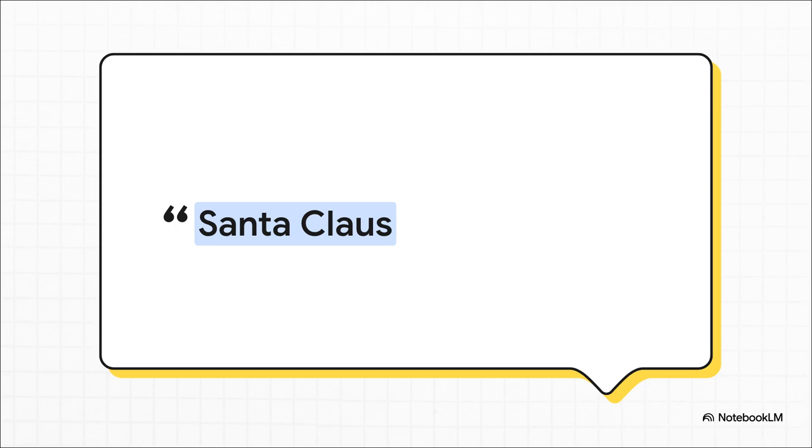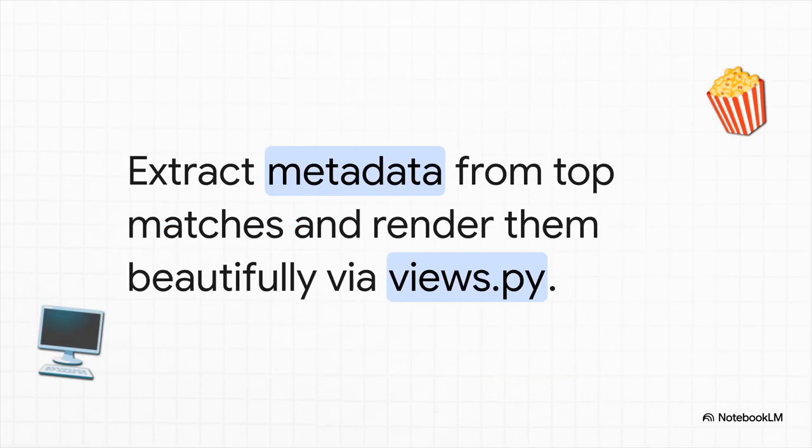Keep in mind, we aren't just doing a basic text match for the word Santa here. We are looking for the movies whose plots mathematically resonate the most with the actual concept of Santa Claus. And just like that, the terminal lights up with the top 3 results. Our script easily extracts the metadata from those closest matches, pulling out the title, the runtime, the genres, and even those nested awards we modeled earlier.